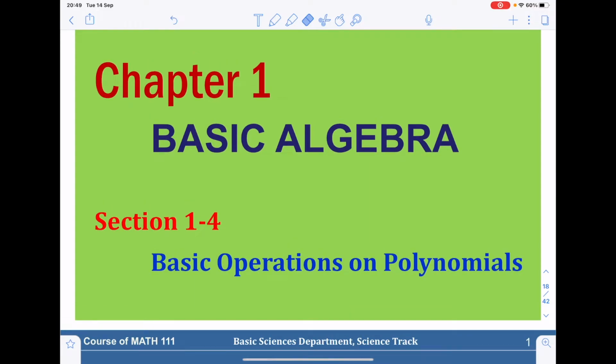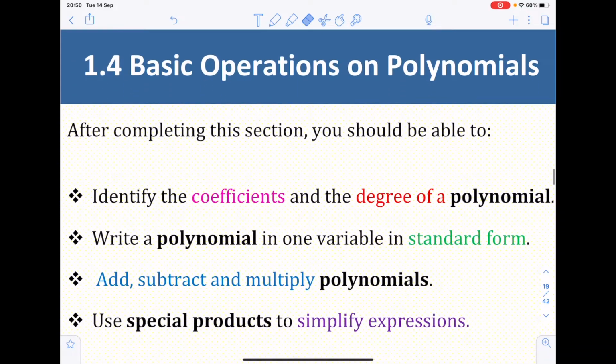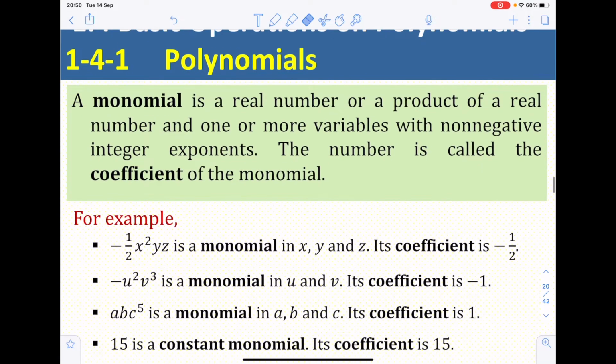Okay, we also have here in chapter 1 section 1.4. We will talk about basic operations in polynomials. For the basic operations in polynomials, first of all, let's learn what polynomials are. The first kind of polynomials are the monomials. This is the first type of polynomial.